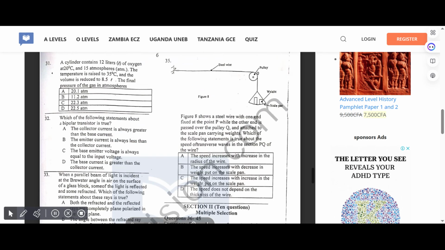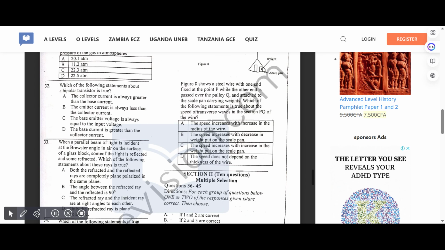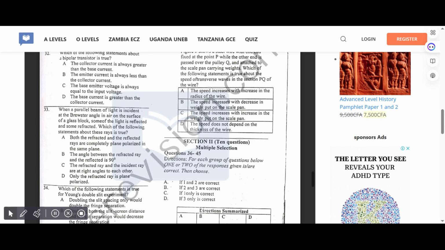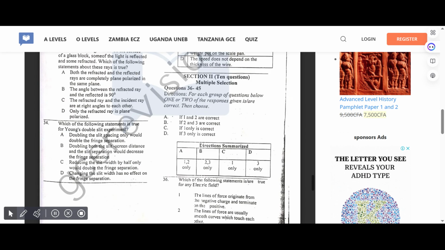Figure 8 shows a wire with one end fixed at the point P while the other end is passed over the pulley and attached to the scale pan carrying weight. Which of the following statements is true of the speed of waves in the section P pulley? Correct answer for 35 is C.